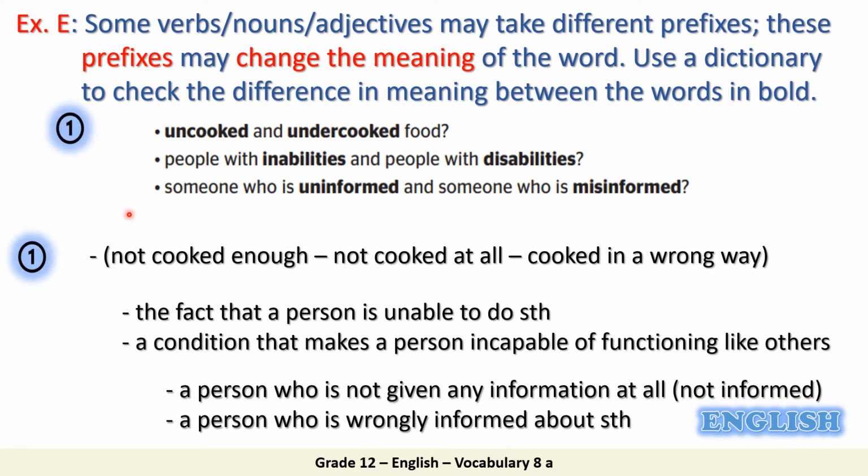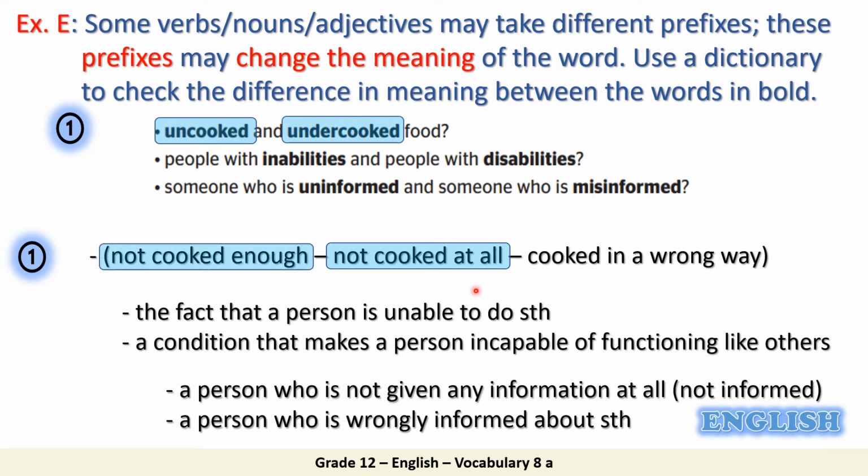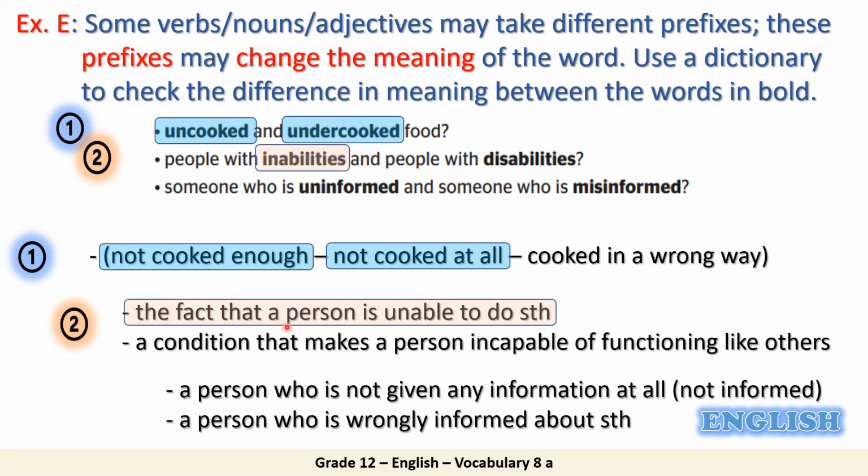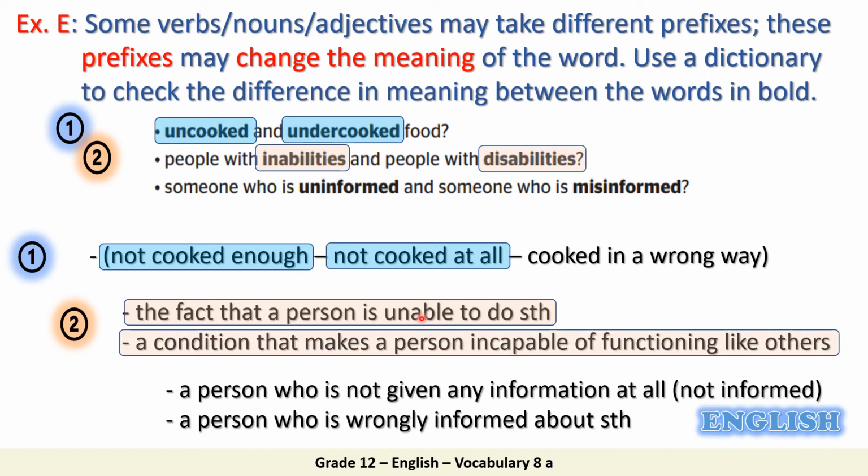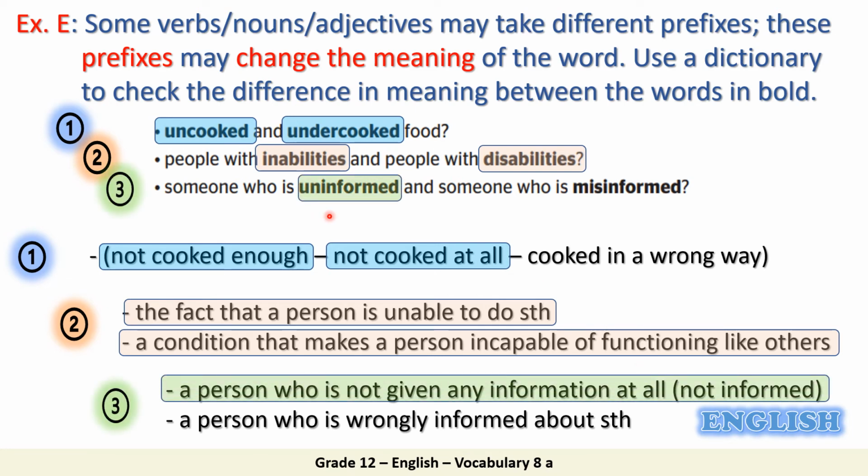Are you ready now? Let's take number 1. Uncooked means not cooked at all, that's right, whereas undercooked means not cooked enough. Very good. People with inabilities refers to the fact that a person or people are unable to do something, whereas people with disabilities refers to a condition that makes a person incapable of functioning like other people. Okay, when a person is uninformed, he is not given any information at all. Whereas the person who is misinformed was given wrong information. Is it clear?